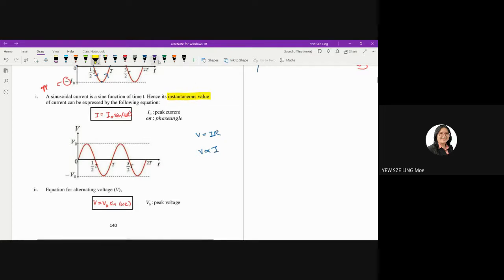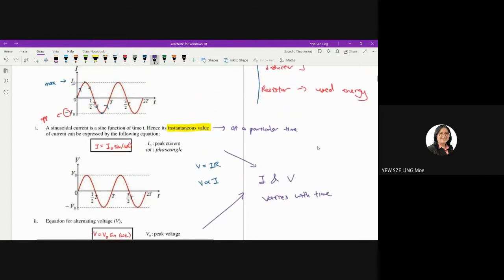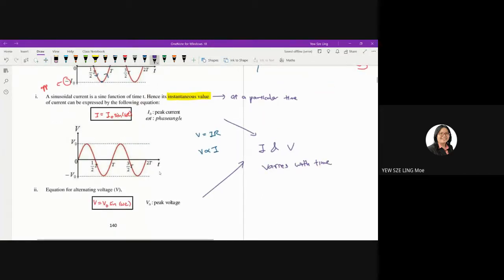What does it mean by instantaneous value? It is happening at a particular moment, at a particular time. Meaning that if time is given, then you will have a different I. In other words, when it comes to these two equations, your I and V vary with time. It changes with time. Different times you have a different value. So these two equations are for instantaneous value, and you have to be extra careful with this.